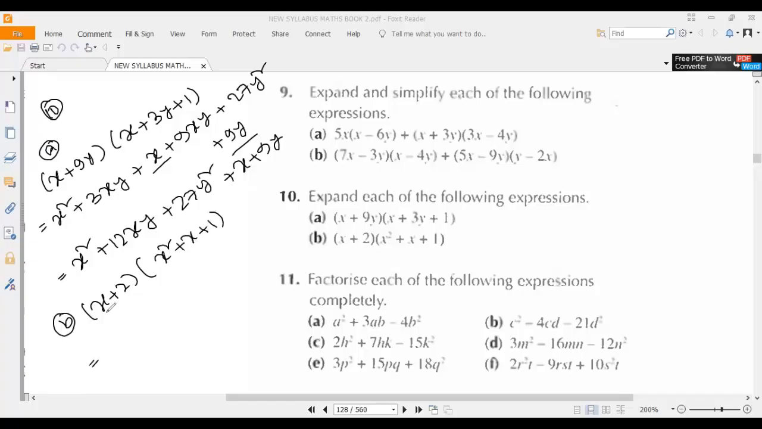And number B, x plus 2 multiplied by x square plus x plus 1. So at first we will multiply x by this one. So x into x square, x cube, plus x into x, x square, plus x into 1, x, plus 2 into x square, 2x square, plus 2x plus 2. What will be the final answer? x cube plus 2 plus 1, 3x square, plus 3x plus 2.